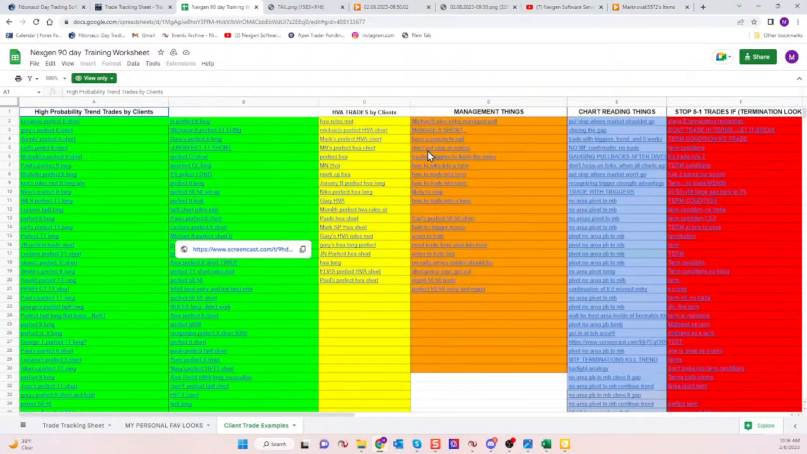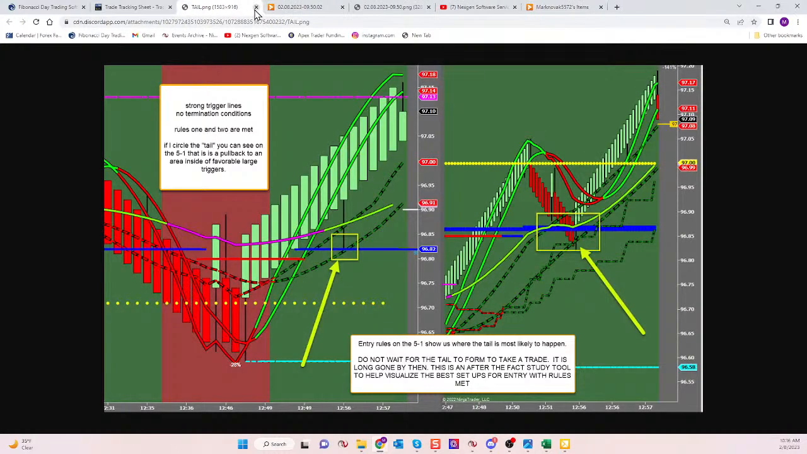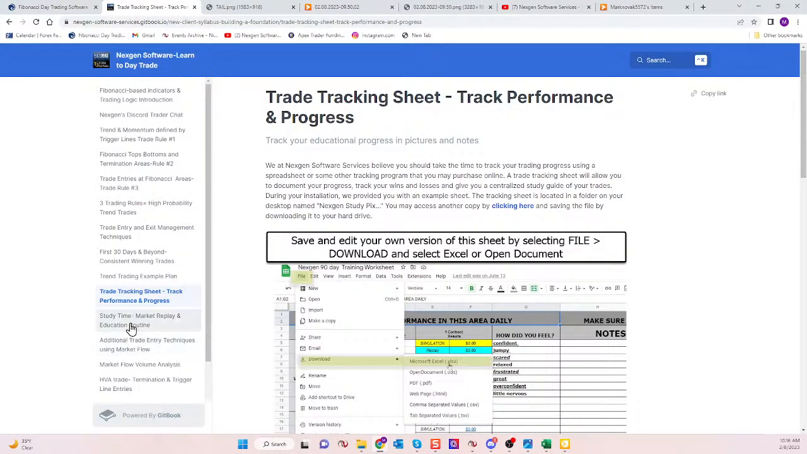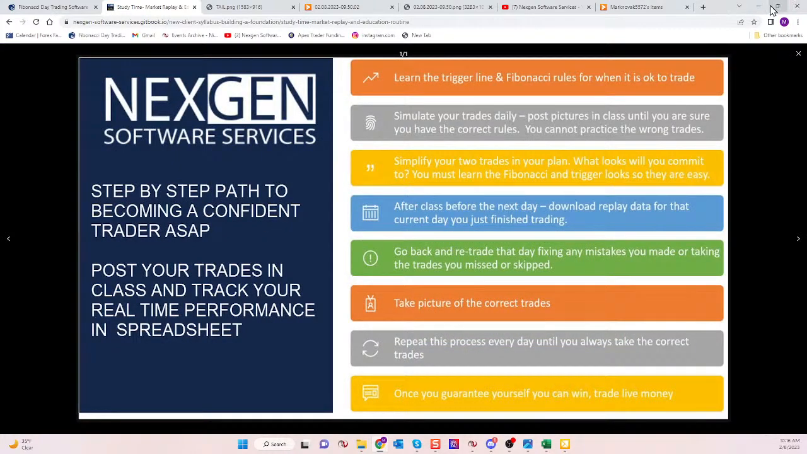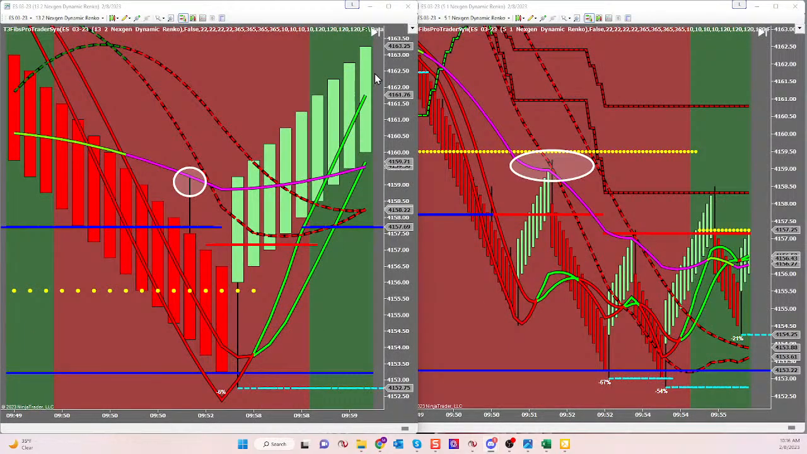There's a lot on management. There's a high volume area trade. There's chart reading things. So this spreadsheet, if you remember, is part of the recipe. It's 50% of the recipe to becoming a confident trader ASAP. Everybody good with that?